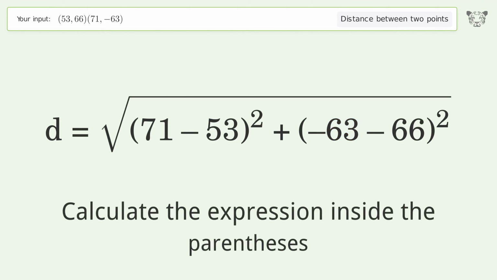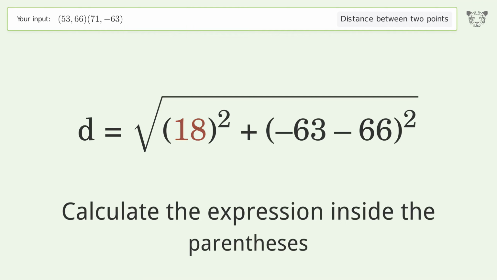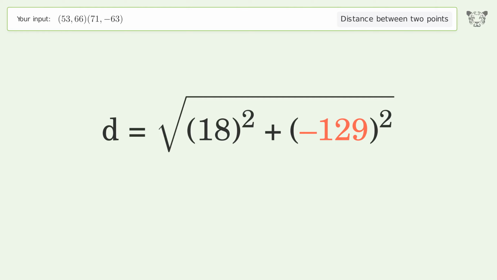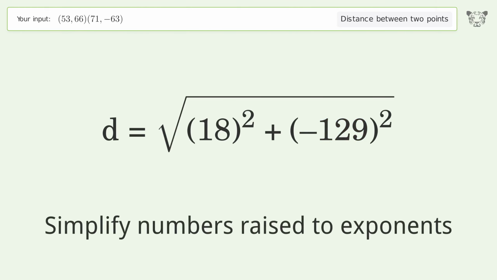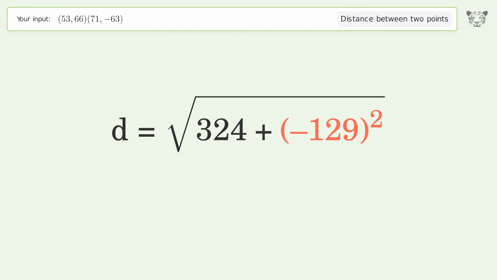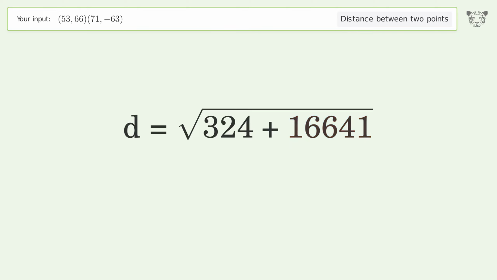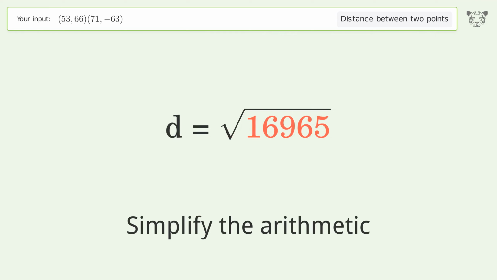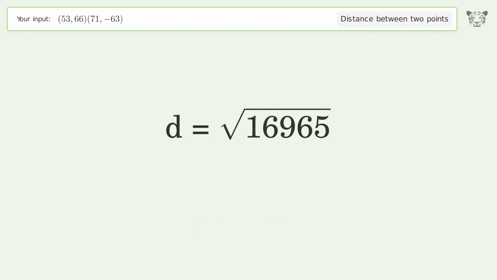Calculate the expression inside the parentheses. Simplify numbers raised to exponents. Simplify the arithmetic. And so the distance between the 2 points is the square root of 16,965 or 130.25.